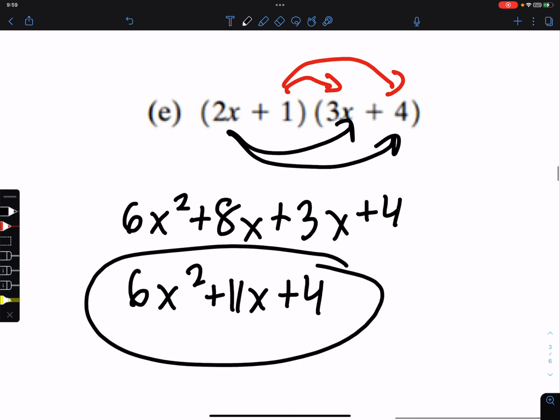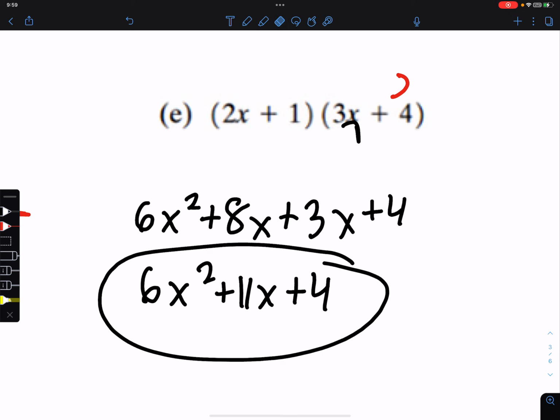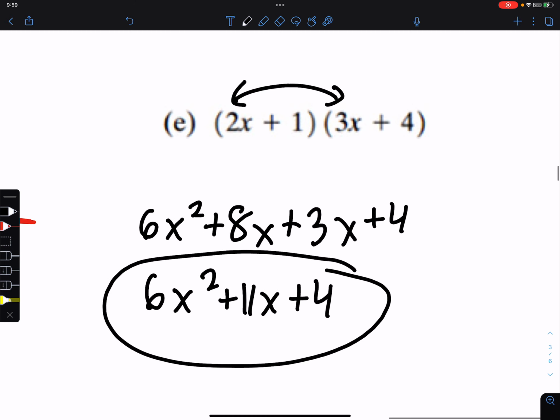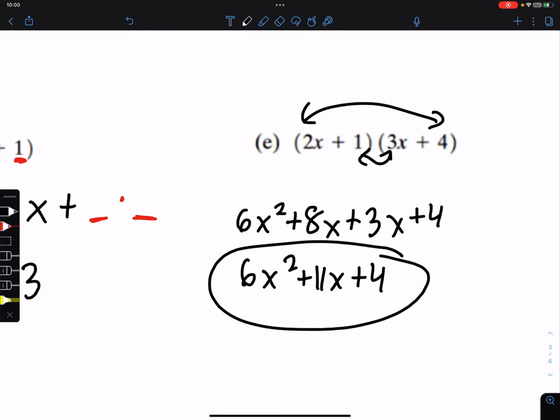Similarly here, if you ask me to get the first and last term, I would be able to get it instantly, as I know the first term will just be this times this, okay? And then the last term will just be this times this. The inside will be, I just multiply the numbers. The middle will be 3 times 1 plus 2 times 8. Okay? So yeah.